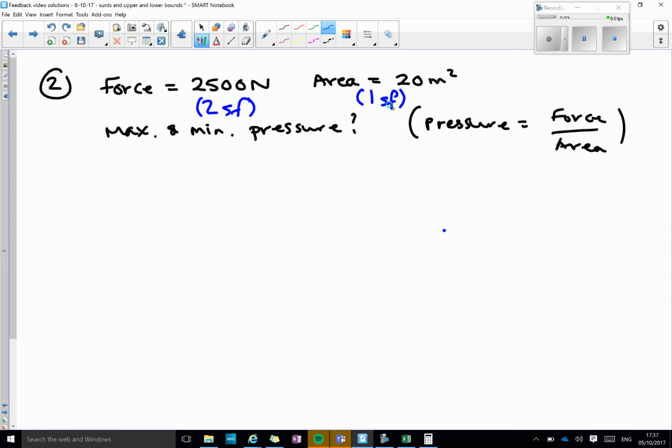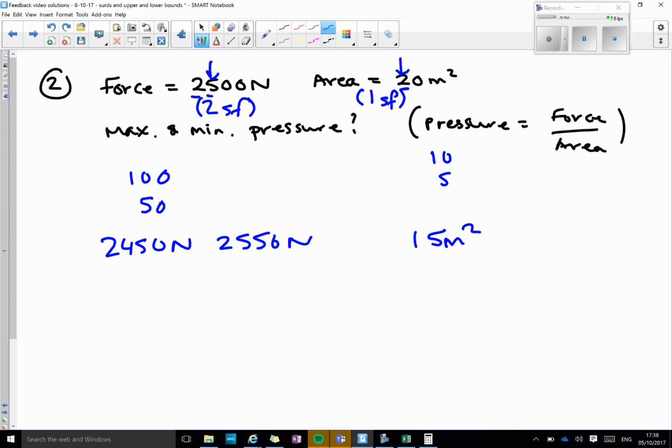So the force has been rounded to two significant figures. So that's in the hundreds column. Halve that, 50. So the lowest the force could be would be 2,450 newtons, and the highest possible value would be 2,550 newtons. And if the area has been rounded to one significant figure, that's in the tens column, so we'd halve that. And so the smallest area would be 15 meters squared, and the largest area would be 25 meters squared.